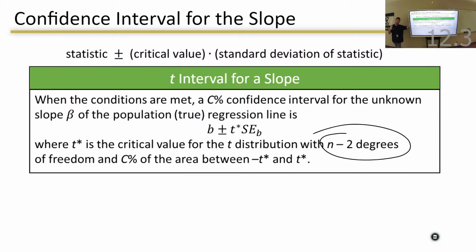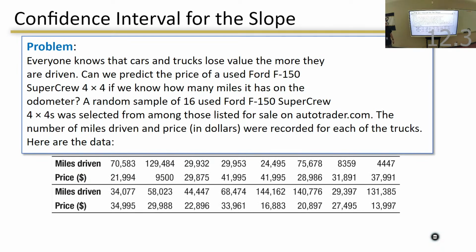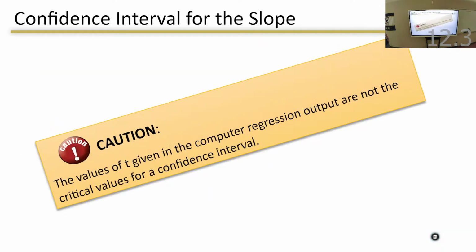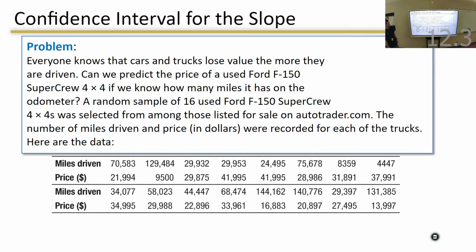Finding the test statistic, let me rephrase that, sorry. Finding the p-value, you had to know the DF was n minus 2. And it's because you're estimating two things. You're estimating the slope and the y-intercept. That's why they want 2. Okay, click, click. Oh, that's what this says. The values of t given in the computer regression output are not the critical values. They're not the critical values for the confidence interval.